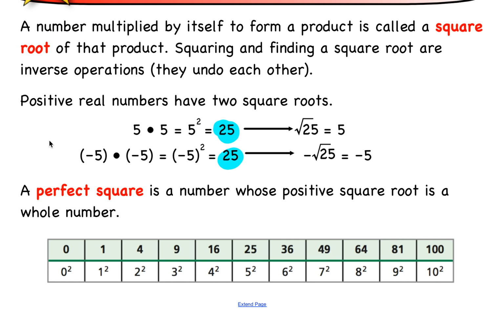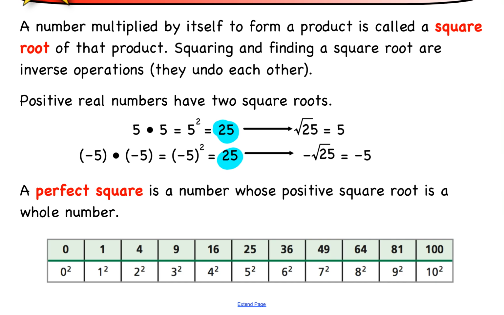And every positive real number has 2 square roots. So the number 25 has 2 square roots. One of them is 5, because 5 times 5 is 25. But the other one is negative 5, because negative 5 times negative 5 is also 25. So whenever you see just the square root of 25, we call that the principal square root, and it always means the positive value. If there's no negative with it, you only want the positive value.